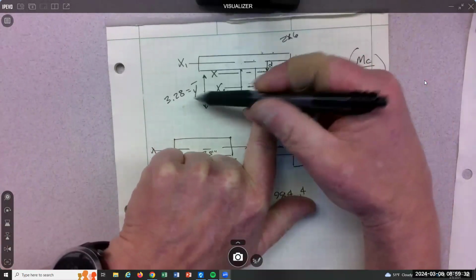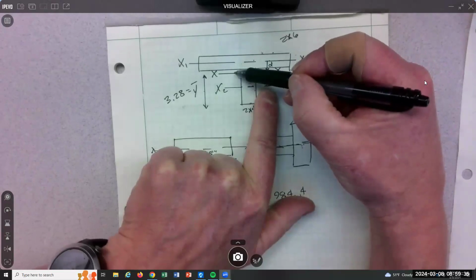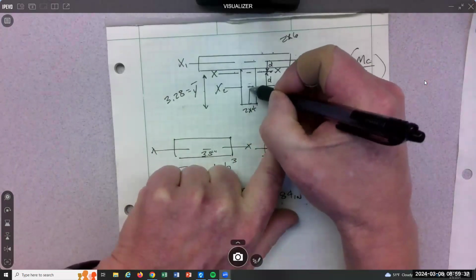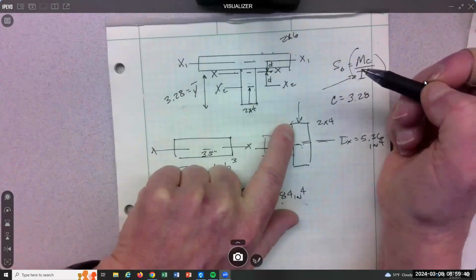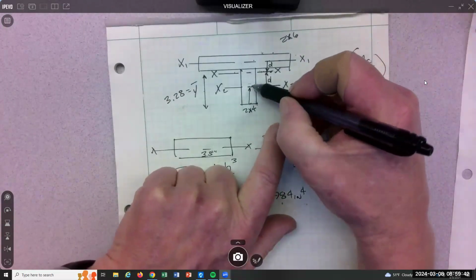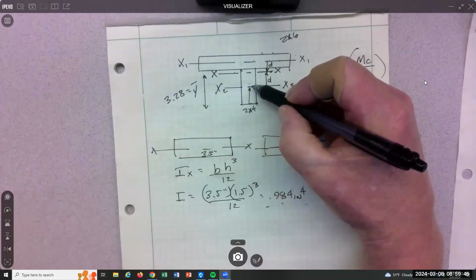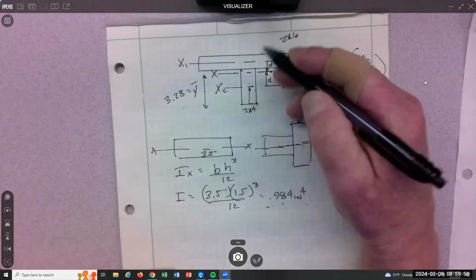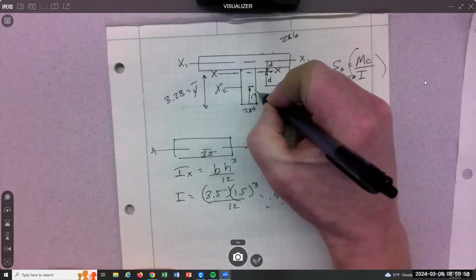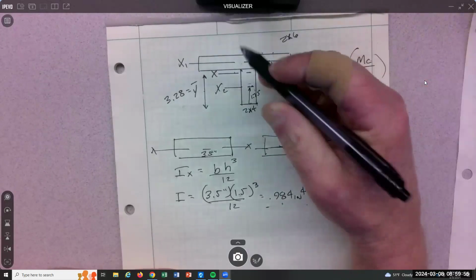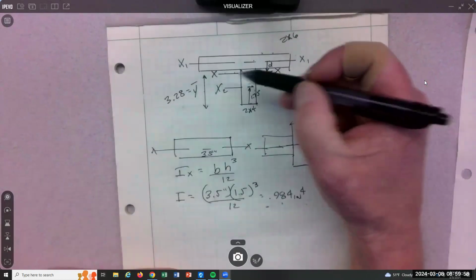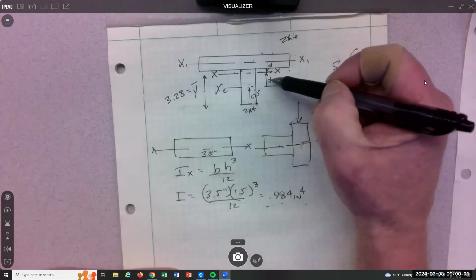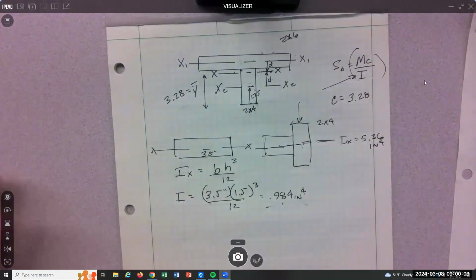Well, we know it's 3.28 up to here, right? And then how far is it from here to here? Half of the 2x4. So half of 3.5, 2.75, I think. 1.75, thank you. So we're 1.75 here. And all the way up, we're 3.28. So we have to take 3.28 minus 1.75 to get that transfer distance. That's the kind of shenanigans we have to do when the axes do not line up. And they most often don't.